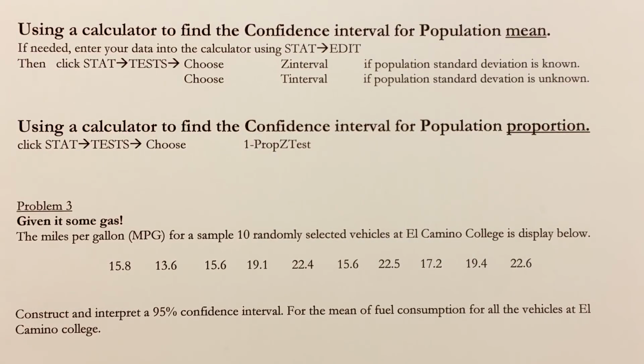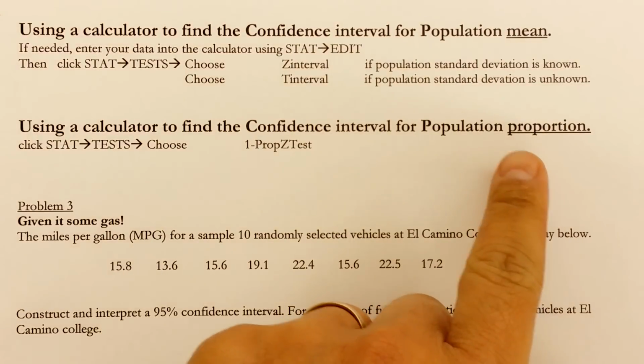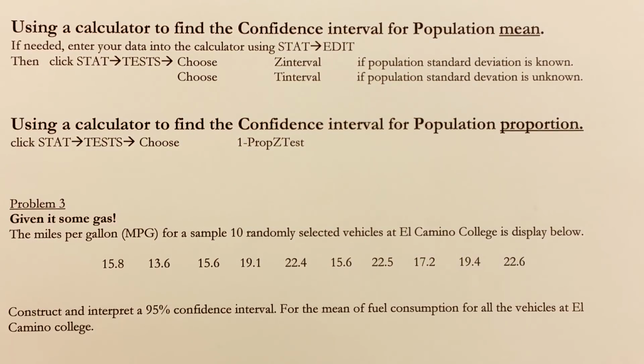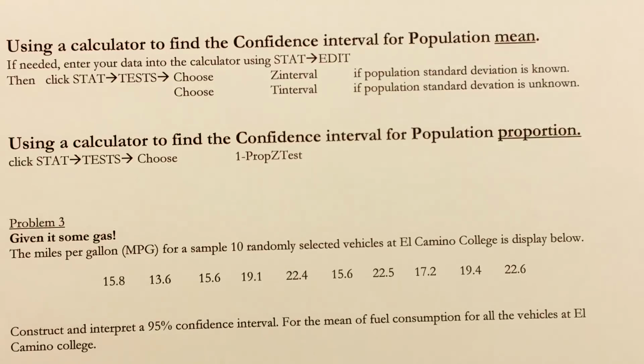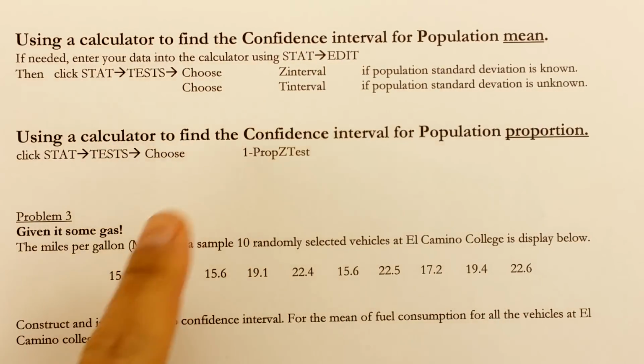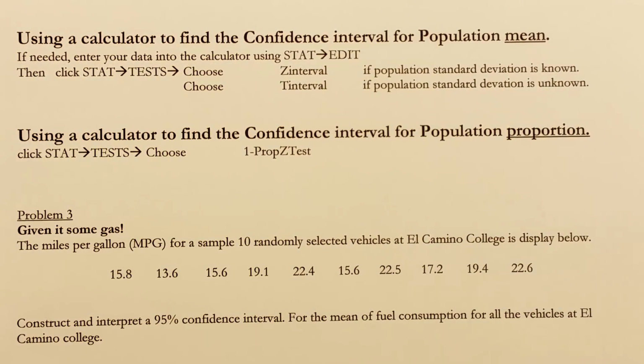Alright, so the last part of 7.3 is to use a calculator to find the confidence interval for the mean, and I'm also going to show you how to do it for the population proportion, which is from 7.2. So here are the steps, and I'll show you how to enter these steps. If you want, you can take a few minutes to copy them down or rewrite them on your notes if you need to.